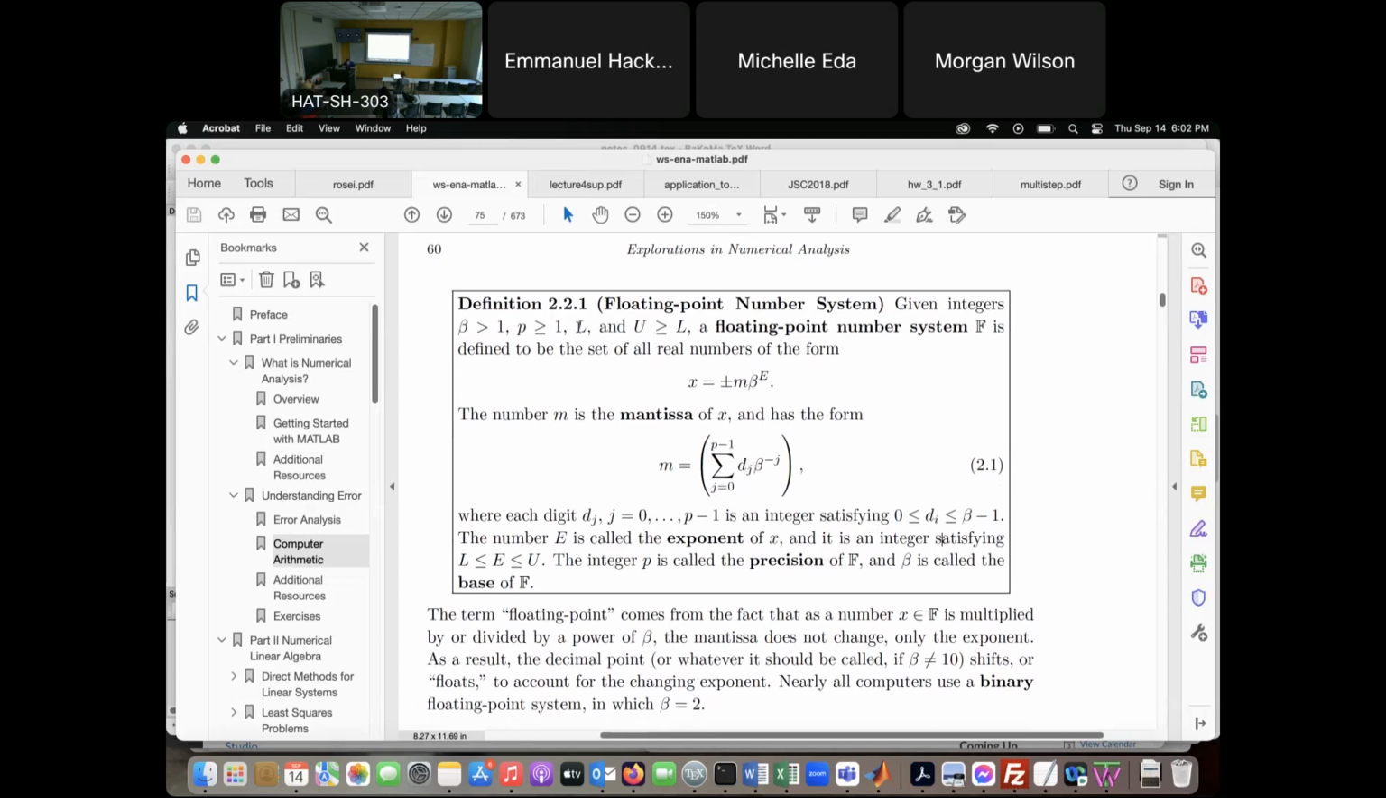Also, the exponent, capital E, is limited to a particular range. E must be greater than or equal to some value capital L, and less than or equal to some value capital U. So you're limited to a range of magnitudes. You also have limited precision. That's the key property of floating point number systems: there's only so many numbers that you can represent.